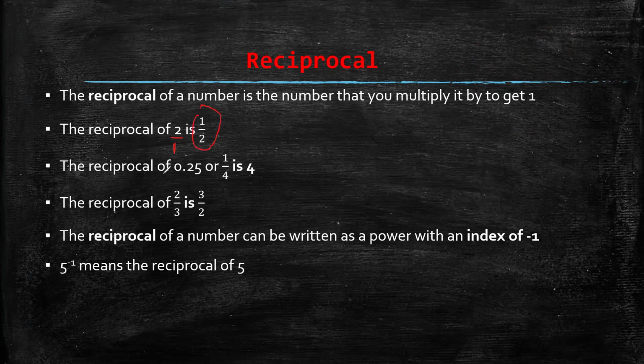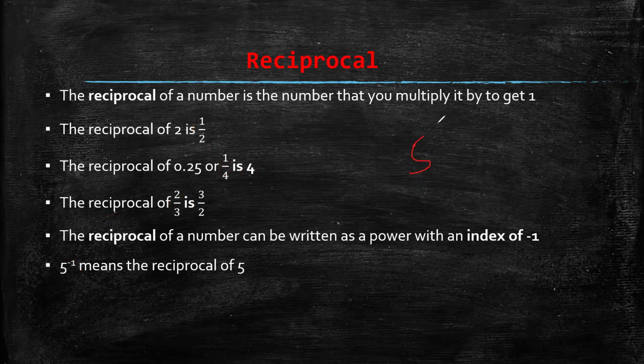The reciprocal of 0.25, or we can say 1 upon 4: we have to reciprocate the value, and it will become 4 upon 1. We don't need to write the 1 in the denominator, so the answer will be 4. I am just explaining, that's why I have written the 1 in the denominator. Now the reciprocal of 2 upon 3 will be 3 upon 2. The reciprocal of a number can be written as a power with the index of -1. So if the value is 5 raised to the power -1 and you have to find the reciprocal, that's a very important concept.